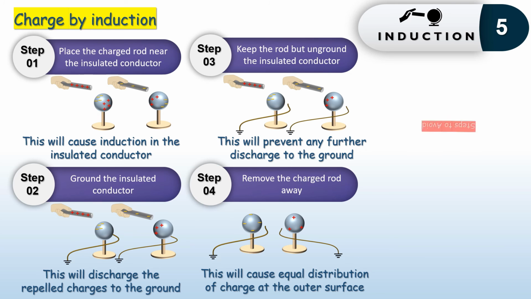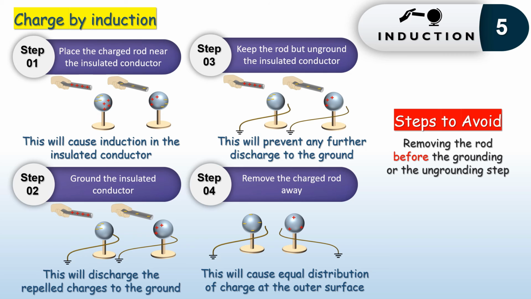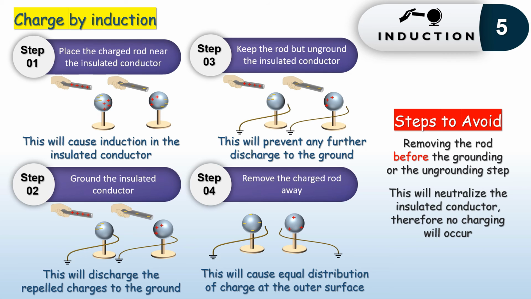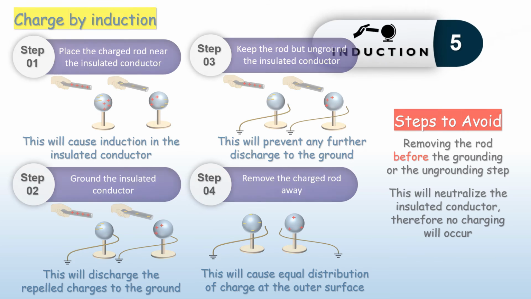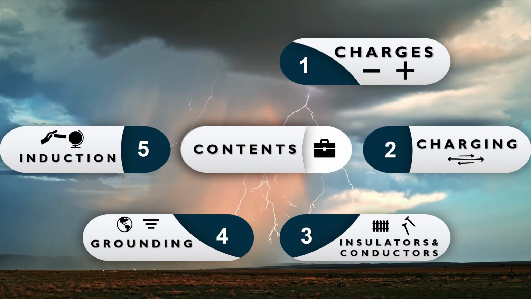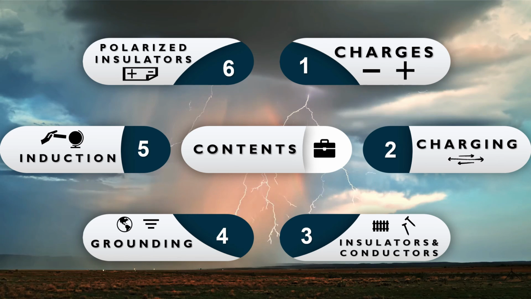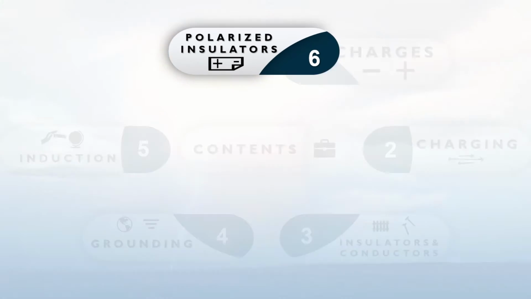Make sure you avoid removing the rod before the grounding or the ungrounding step, as this will neutralize the insulated conductor, therefore no charging will occur. Think about it. So that was induction and charging by induction. The final thing for today is polarized insulators. There is just a slight difference between polarization and induction, so pay attention.